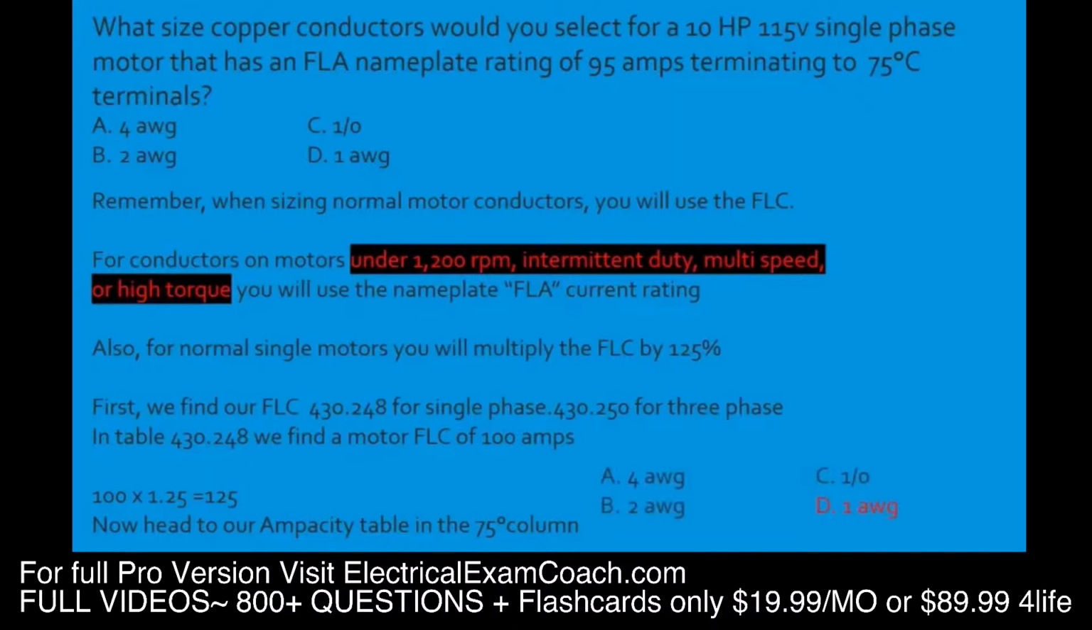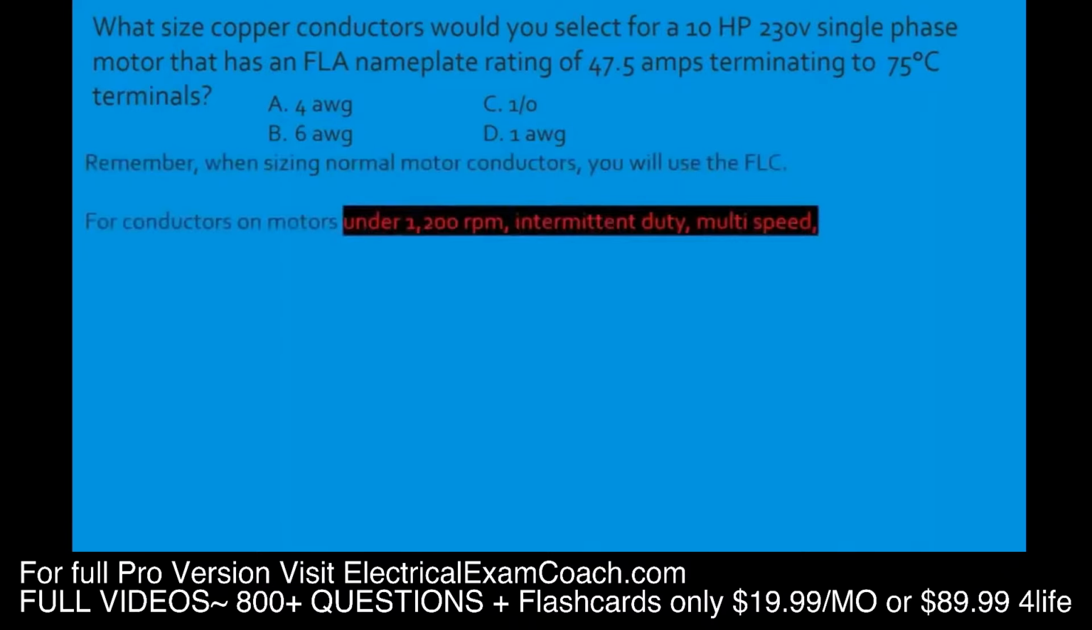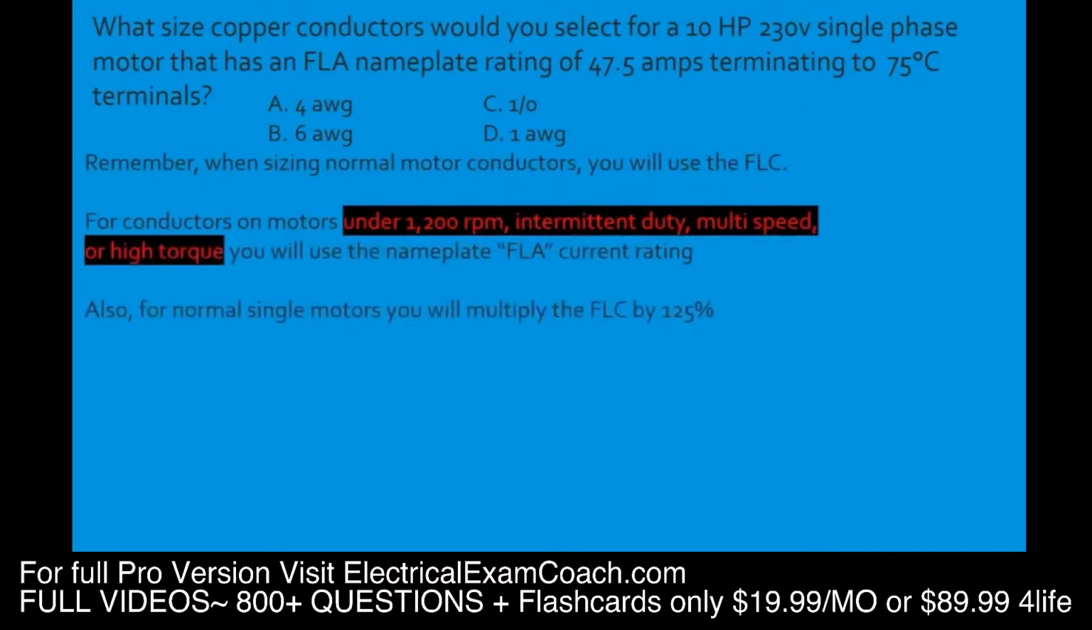Great job. What size copper conductors would you select for a 10 horsepower, 230 volt single phase motor that has an FLA nameplate rating of 47.5 amps, terminating to 75° C terminals? Remember, when sizing normal motor conductors, you're going to use the FLC. In these special conditions, you're going to use the nameplate FLA. Also, for normal single motor conductors, you're going to multiply that FLC by 125%.